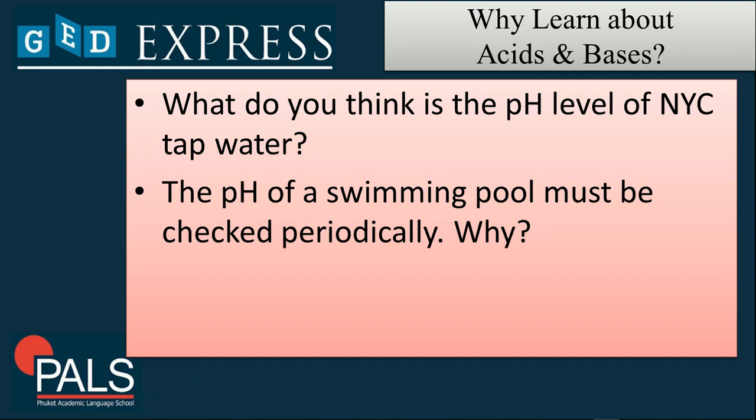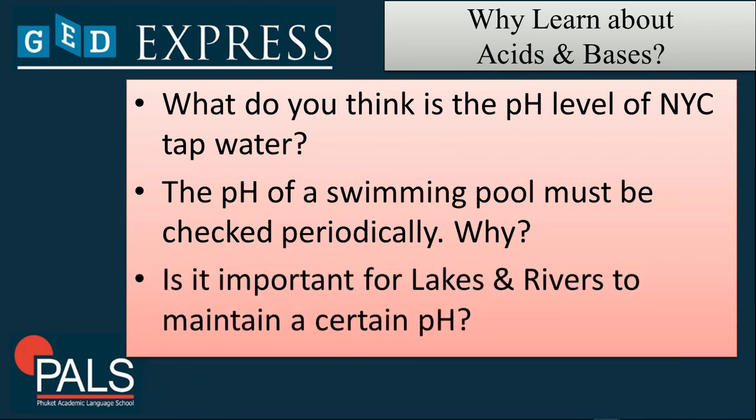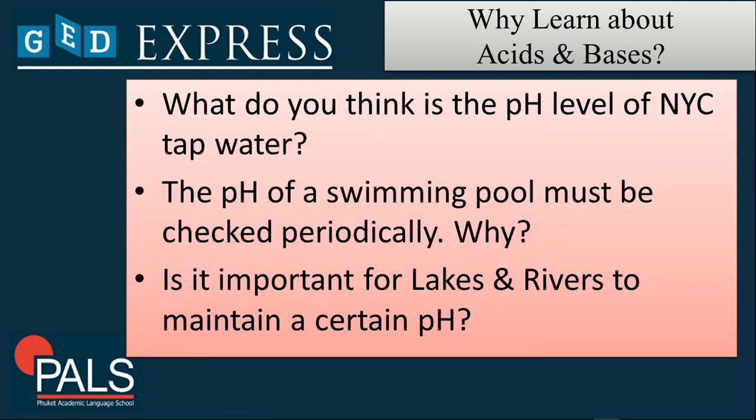How about the pH of a swimming pool? Why do we need to check it periodically? And is it important for lakes and rivers to maintain a certain pH? Now, the pH of a swimming pool must be checked periodically so that they can identify if it's highly acidic or not. Because if it's highly acidic, that would harm the people who are going for a swim in there, because acids are highly penetratable when they come in contact with the skin. That's why they need to check it periodically.